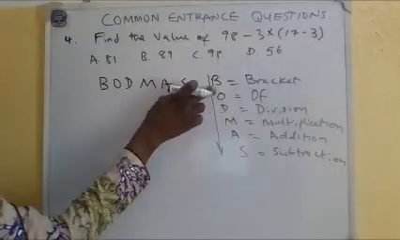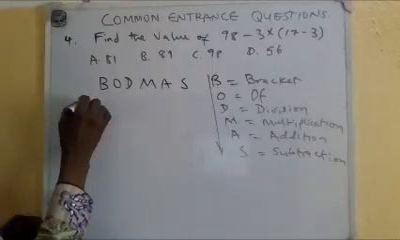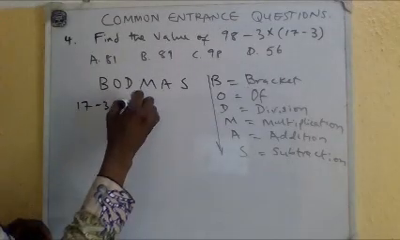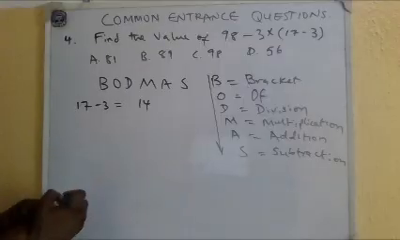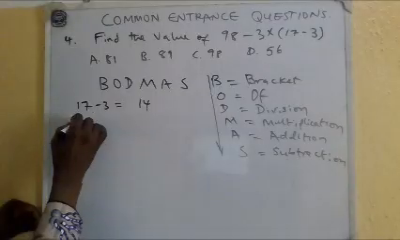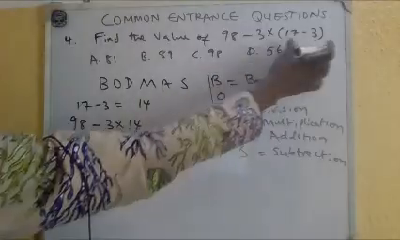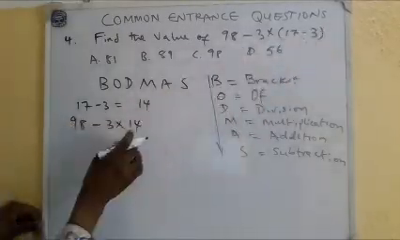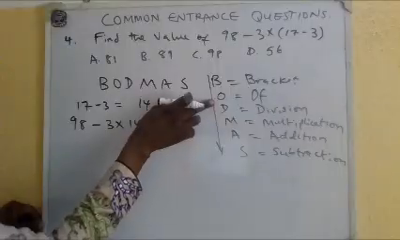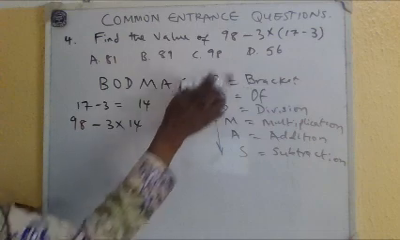B is the first one, bracket. You do bracket first. So 17 minus 3, what does it give you? It gives you 14. When you have done that, your expression now becomes 98 minus 3 times 14, because you have done the one inside the bracket. The next one, going down, is off. Do you have off here? No. Do you have division here? We don't have division here.